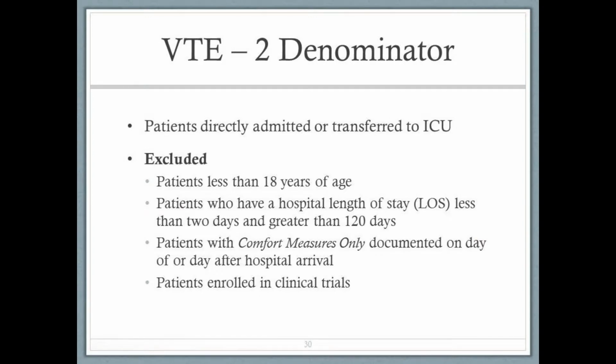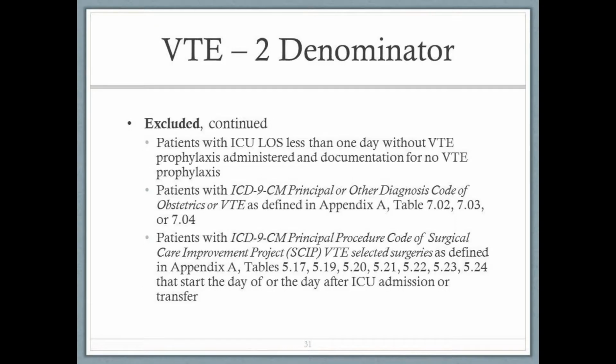In the denominator are those patients who are in the ICU. However, for this, as we'll see in a few moments, the patients need to be in the ICU for more than a day. But again, the excluded patients are less than 18. Patients in the hospital more than 120 days. Comfort measures need to be documented. Patients in clinical trials. And as I alluded to a few minutes ago, patients with an ICU length of stay less than 1 day without VTE prophylaxis administered, as well as if there's documentation for why no VTE prophylaxis was given. These patients that are excluded also are patients who have a DVT when they get there, and those patients who are involved in some of the surgical codes as well.